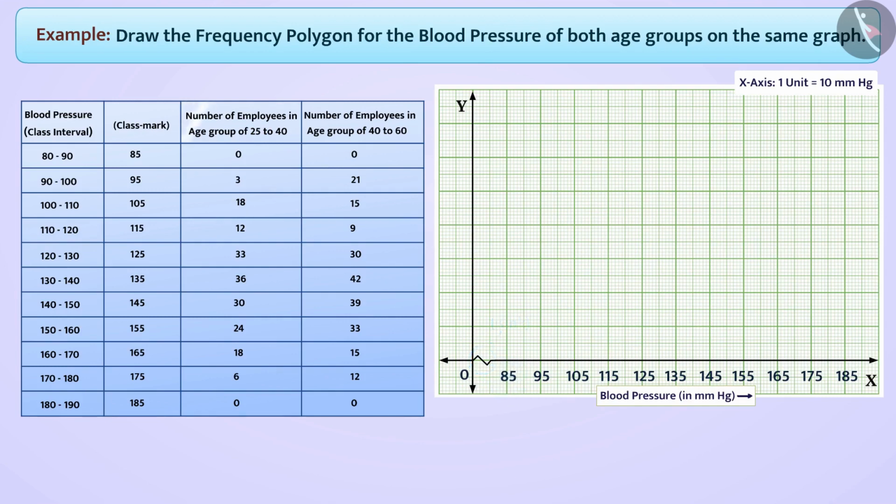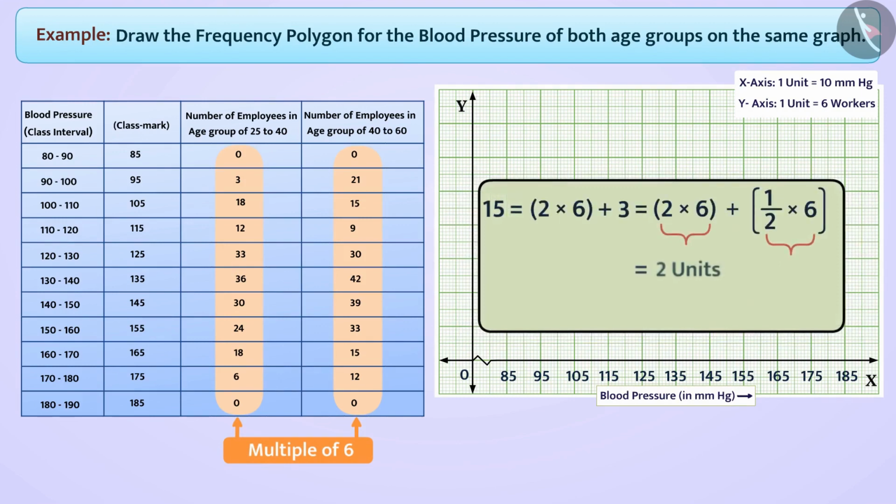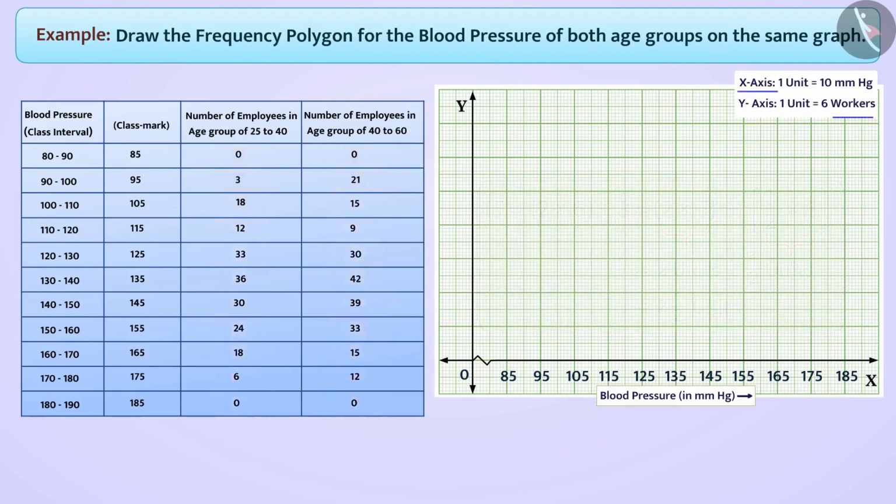If we observe the number of employees in age group 25 to 40 and age group 40 to 60, then to represent the frequency of class intervals, we will take 1 unit equal to 6 workers, because many numbers are multiples of 6 and other numbers can also be easily represented by this scale. Like 15 can be represented as 2 units plus 1 by 2 unit, meaning 2.5 units. Therefore, on the y-axis, we will take scale 1 unit equal to 6 workers.